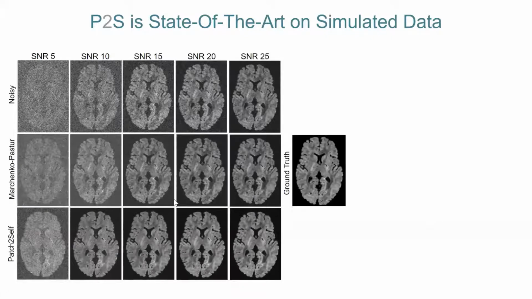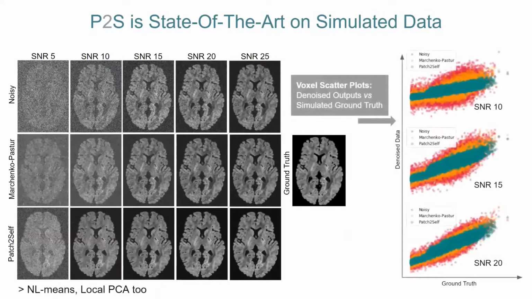Note that what we actually showed in the paper is that it is not at all sensitive to the patch size. If you have less than, let's say, 15 volumes, then you might want to play around with the patch size, but otherwise a patch radius of 0 works perfectly well. We also have comparisons against non-local means and local PCA in the paper.